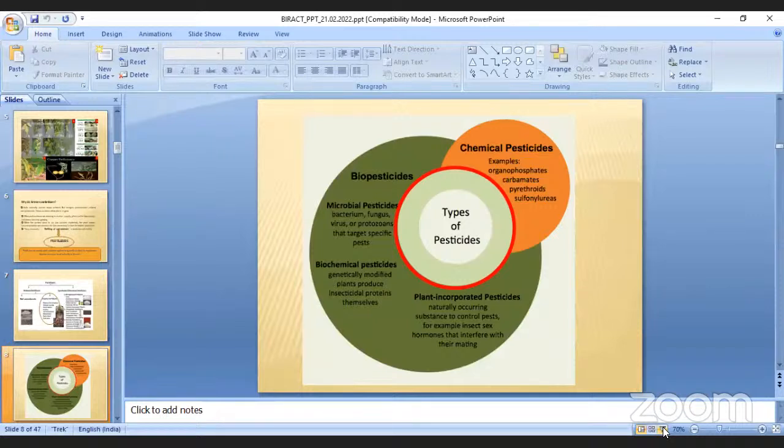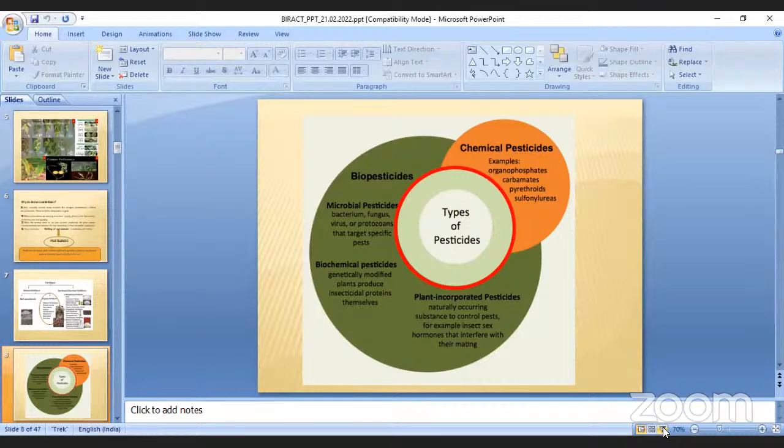But chemical pesticides are of different types: organochlorines, carbamates, pyrethroids, sulfur, and ureas. So these are also some other kinds of pesticides. These pesticides are basically added to the soil, or added in the agricultural system, in order to protect the plants from different kinds of pests. It may be a sucking insect, or other kinds of insects, or some pathogens.